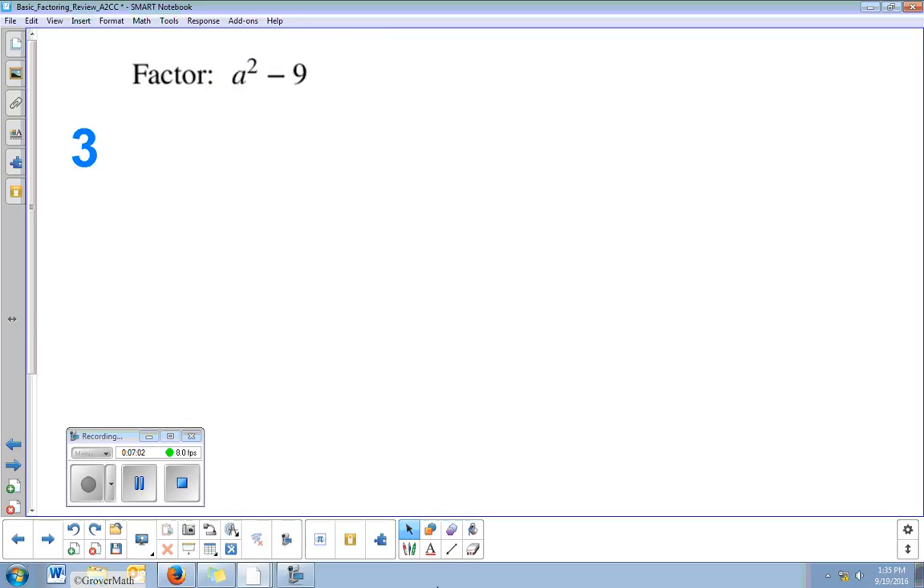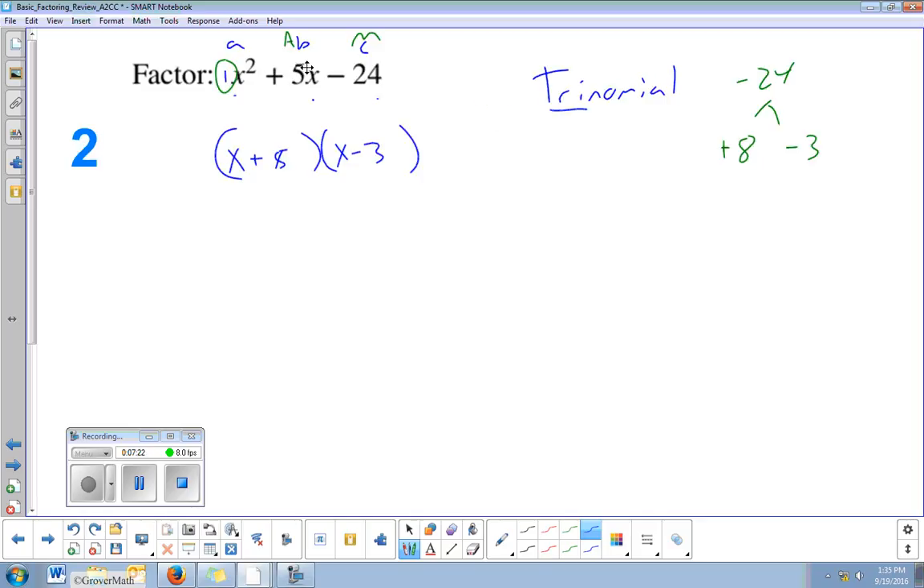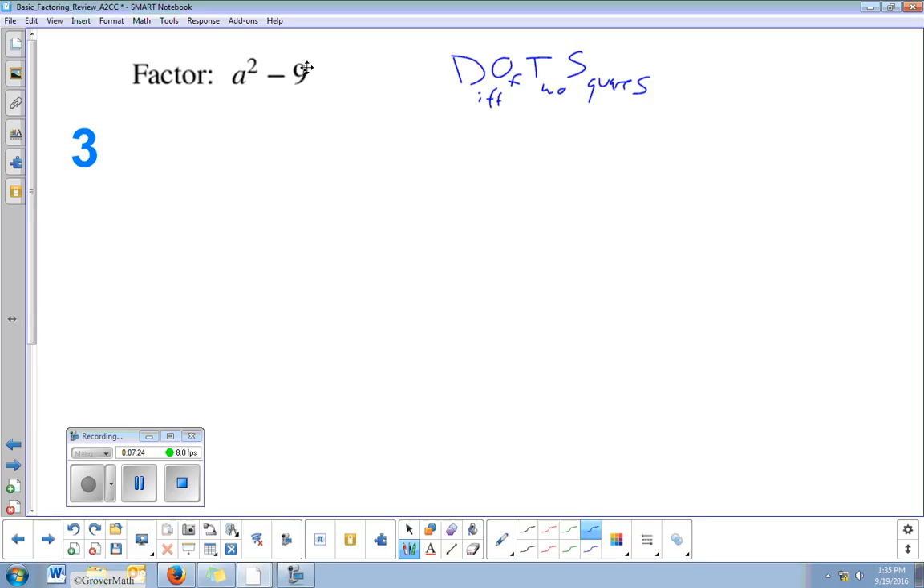Next, we'll look at what we call a DOTS. And DOTS is an acronym that stands for difference of 2 squares. So a difference of 2 squares. A DOTS is always a binomial, so it doesn't look like a trinomial. A trinomial's got 3 pieces, DOTS has 2. And again, there's no greatest common factor. There's nothing in common between these.